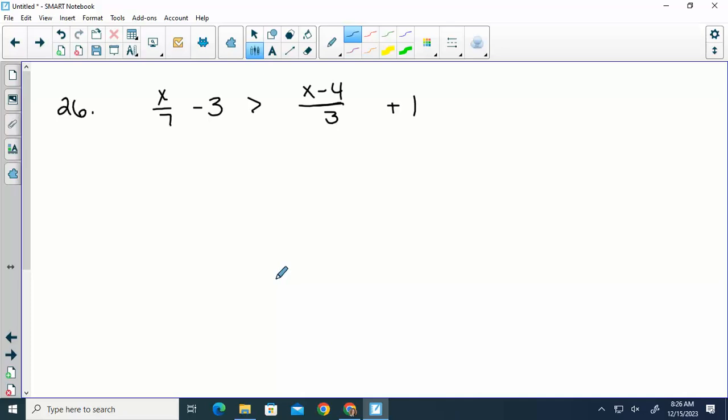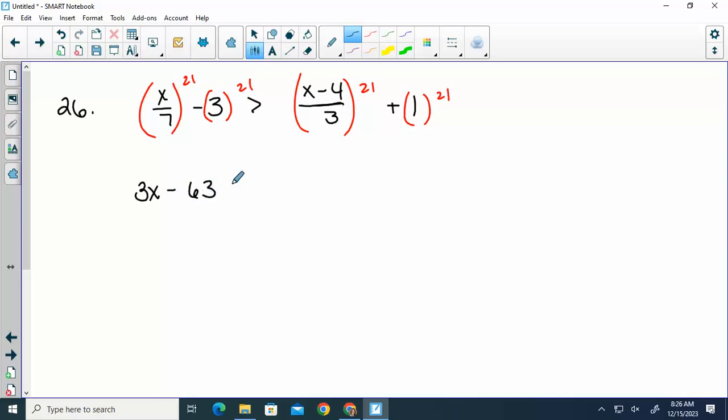So my denominators are 7 and 3. What would we have to multiply by? Cancel both a 7 and a 3. 21. And that's every single term. So we're taking everything on each side. Okay, so 21 divided by 7 is 3, so that's a 3x minus 63. It's greater than, here 21 divided by 3 is 7, so that's 7 times my x minus 4 plus 21. You guys okay with me there?